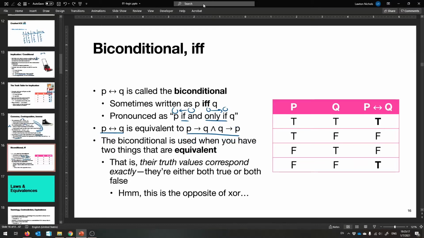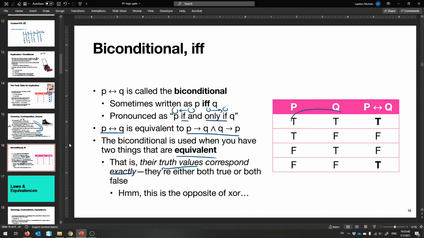And what it's doing is it's showing you when things are equivalent. It's used when you have things that are equivalent. It's used to define things. Remember my example from the first set of slides? That's what this really meant. I was defining what sorted vectors meant. So equivalence just means that truth values correspond exactly. So they're either both true or they're both false. So this is the truth table for P if and only if Q, and hopefully it all makes sense.